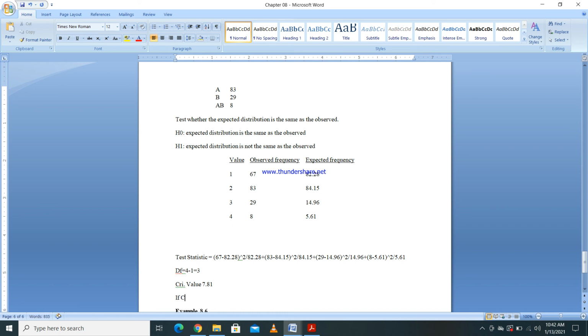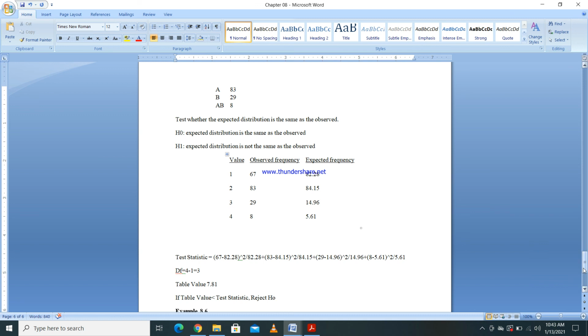If this table value, that is the critical value, if this table value is less than the test statistic, then you can reject H naught. So you can just check it, and if you reject H naught, that is, the expected distribution is not the same as the observed, right?